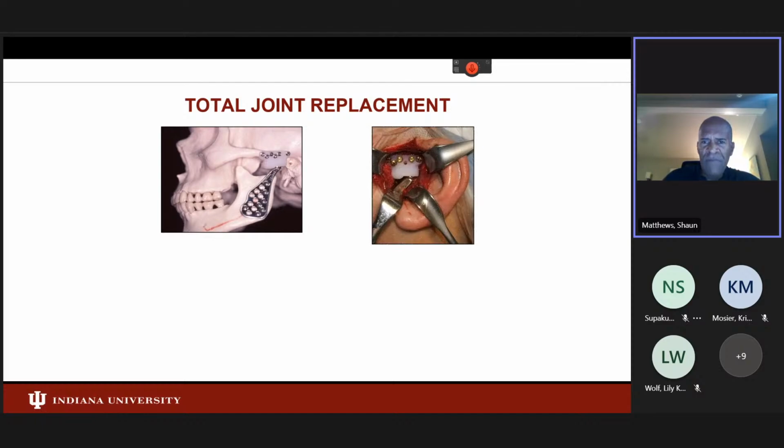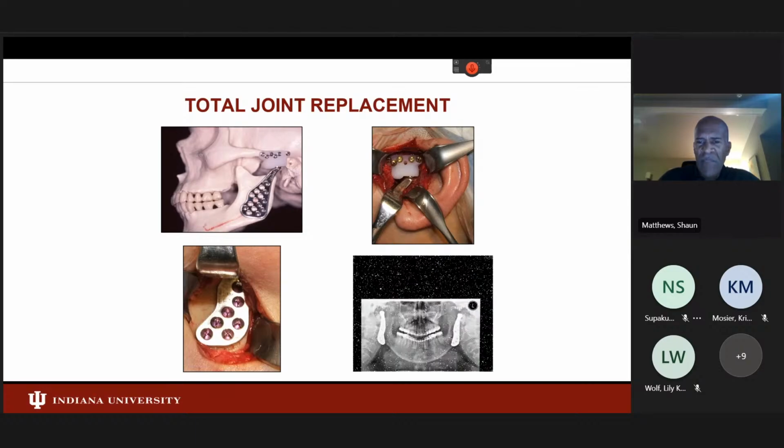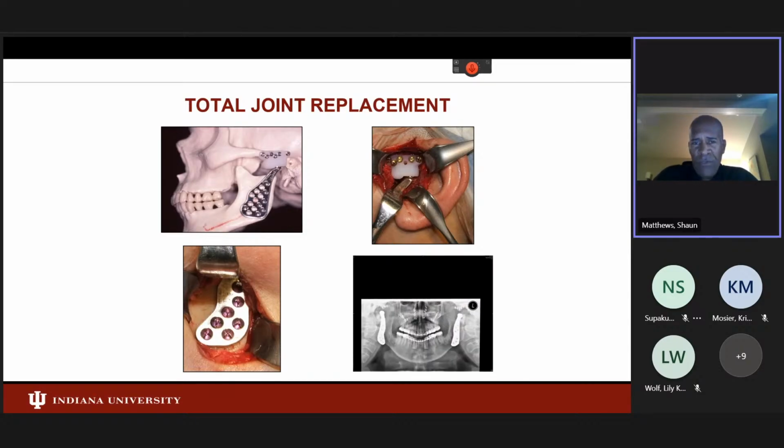This is a total joint replacement. This is one in the flesh in situ in a patient. Again, you can see the fossa component and the mandibular component married and hinging open and closed. This is the inferior part of the mandibular component shown through one of the inferior retromandibular incisions that we use to access the joint. And this is the image of a bilateral total joint replacement shown on a Panorex radiograph, a total joint replacement. The jaw joint equivalent of a hip replacement or a knee replacement, essentially.